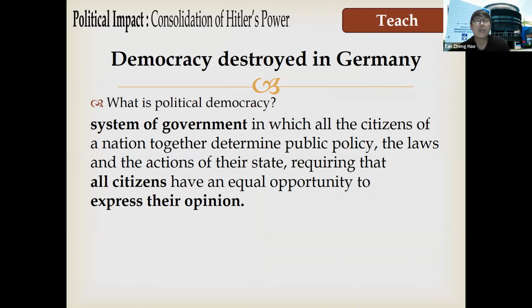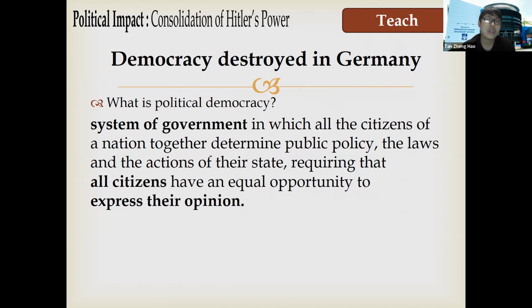The first part, we're going to look at political impact. The first impact of Hitler's rule was that democracy was destroyed in Germany. Previously under the Weimar government, people were able to vote for different parties, and these different parties had a chance at coming to power. So what is democracy? Democracy is a system of government in which all citizens together can determine public policy. They can determine who will represent them in the government. As long as you're a citizen, you should have an equal opportunity to express your opinion and vote for the leaders.